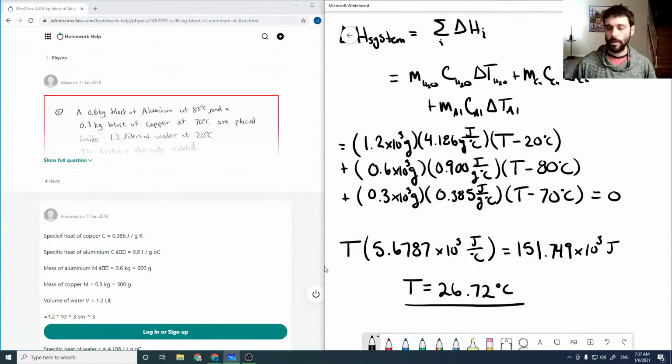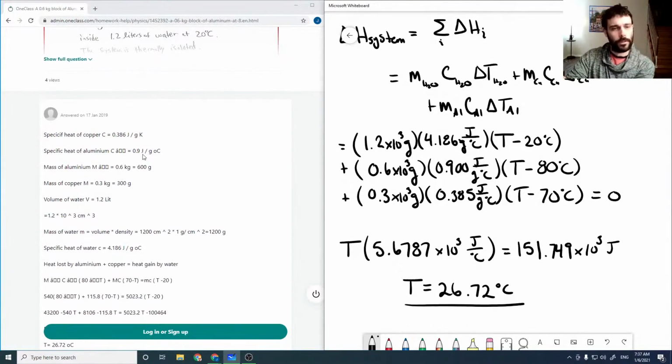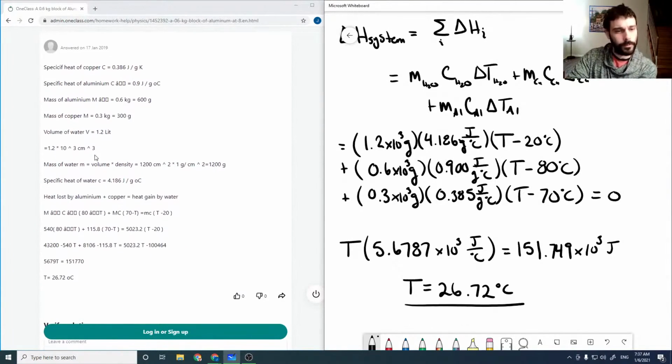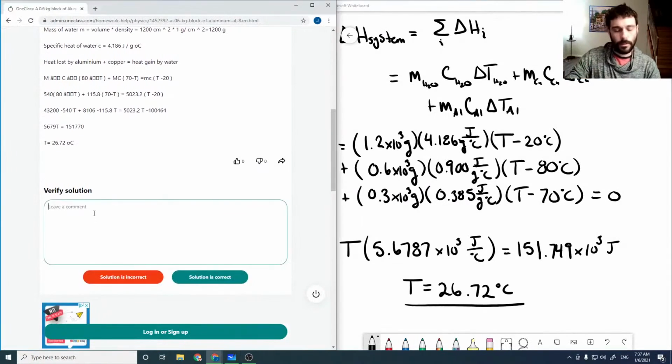We should always check to make sure, especially in a question like this, and I think that makes sense: we have significantly more water, so the temperature should be pretty close to the water. If we check the solution here, it's basically the same. And so it comes out to be 26.72 degrees Celsius, so that looks good.